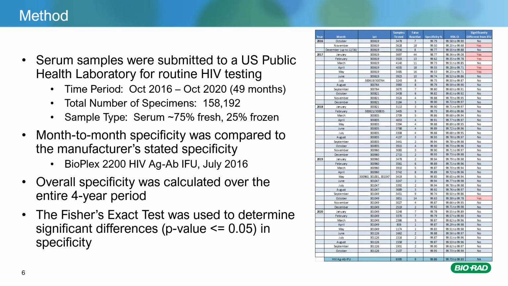Month-to-month specificity was calculated and compared to the BioPlex HIV stated specificity claims. Overall specificity was also calculated over the entire period. The Fisher's exact test was used to determine any significant differences in specificity, that would be a p-value less than or equal to 0.05. This was done monthly as well as over the entire period.